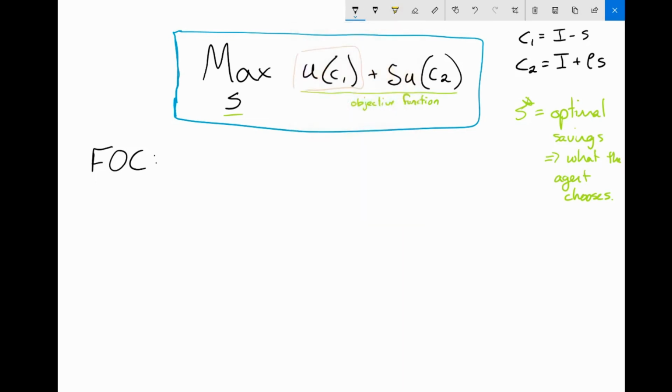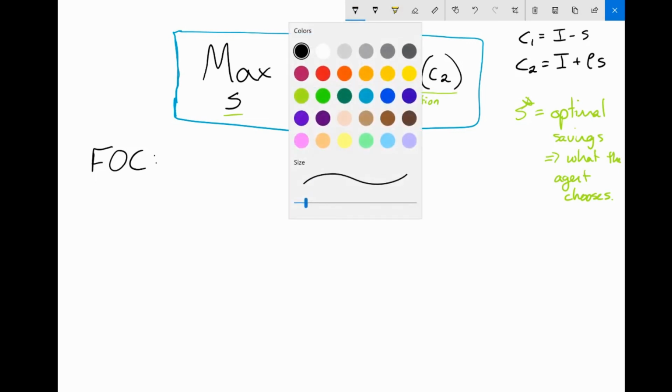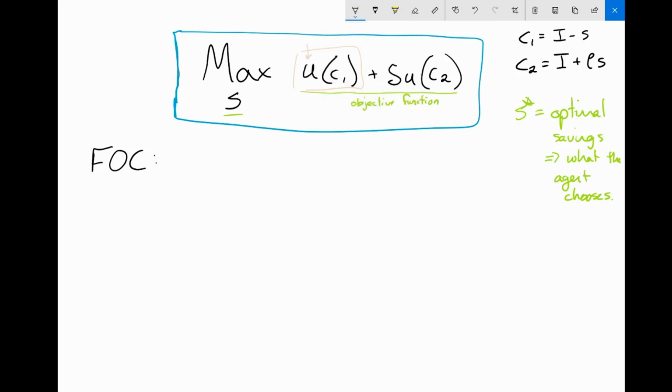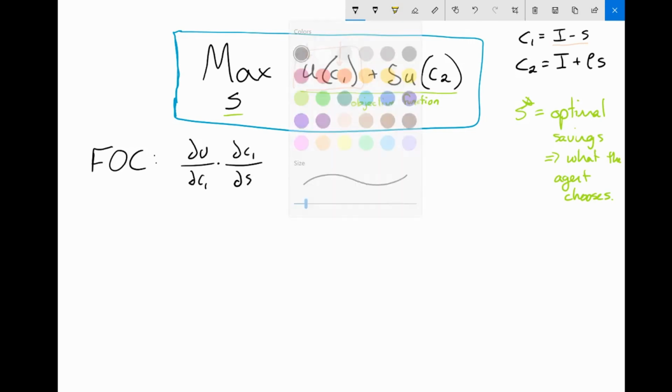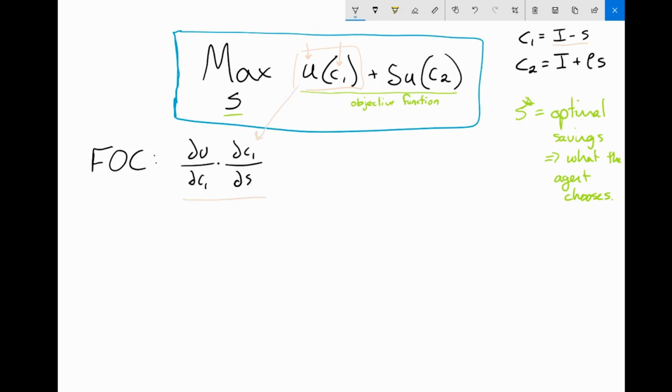Well, we have to apply the chain rule here. We have an outer function and an inner function. The outer function is the u, the inner function is c1. c1 is a function of s, as you can see over here. So let's take the chain rule: derivative of u with respect to c1 times the derivative of c1 with respect to s. Therefore, we have taken the derivative of the first term. It's this whole thing.